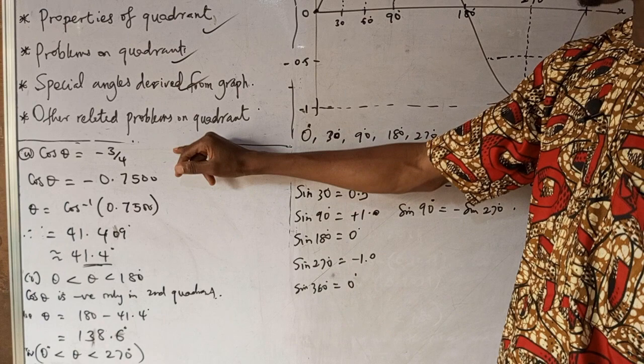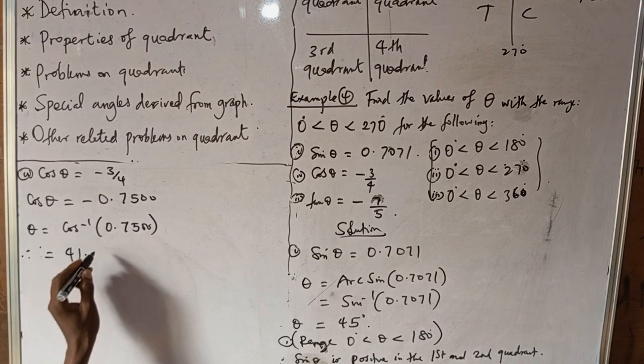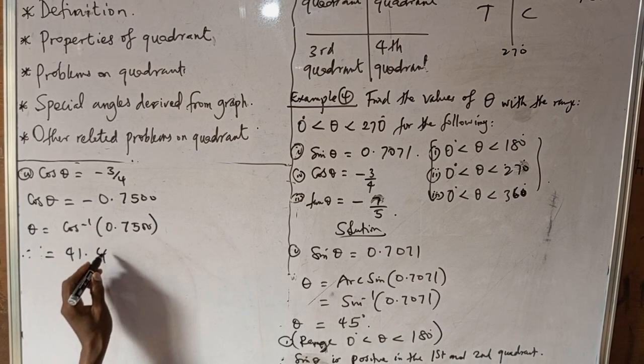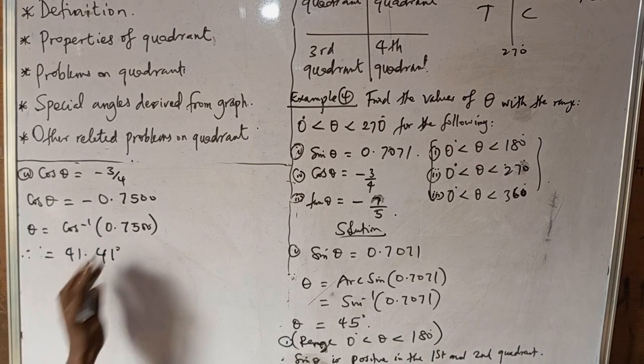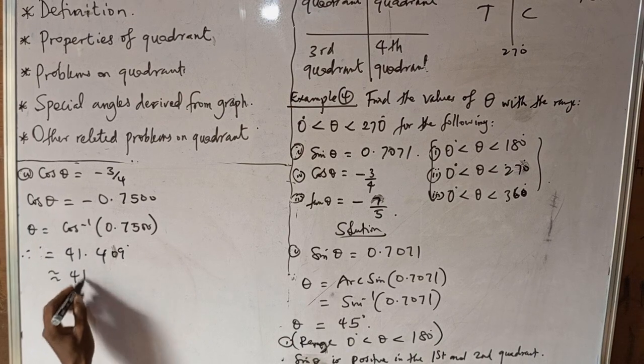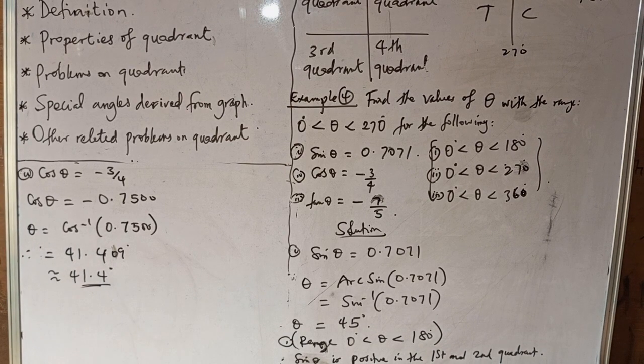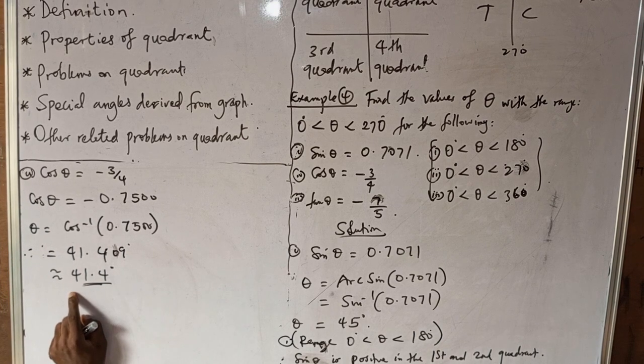Then other related problems on quadrant, just like what I explained earlier. We get 41.41 degrees, 41.09 degrees, so approximately 41.4. Let's do it with one decimal place. Now back to the basis. This is our value of theta.